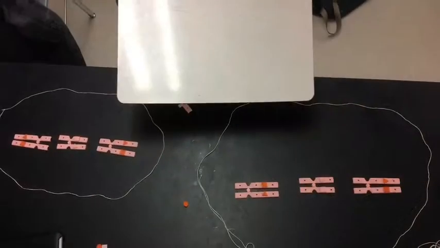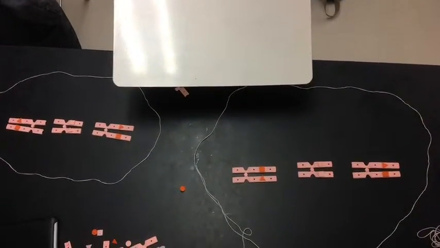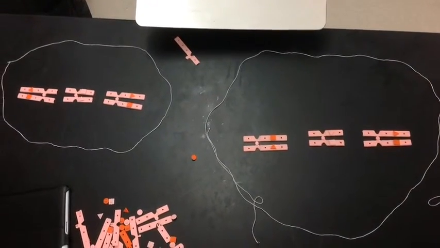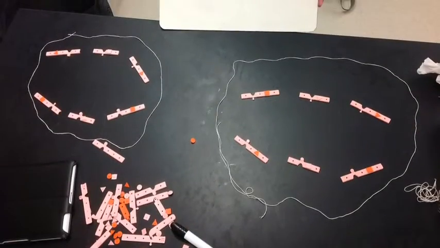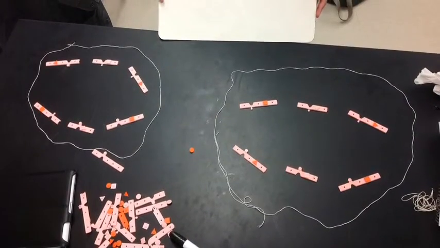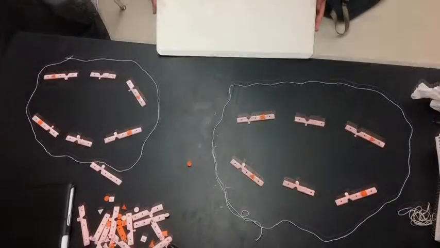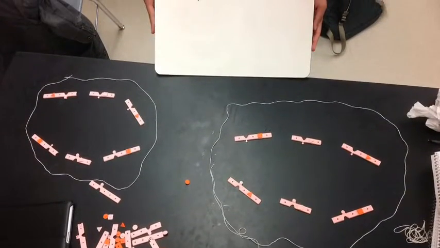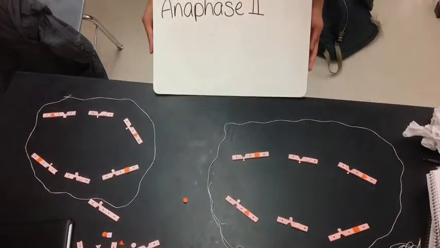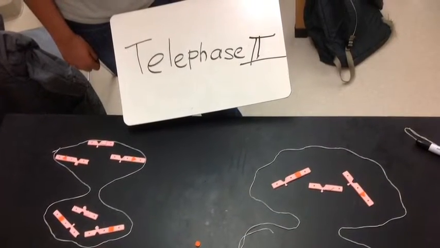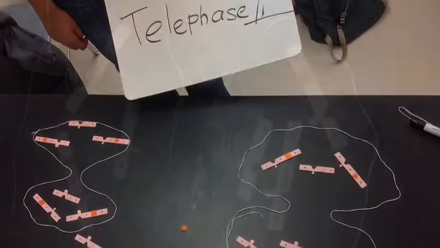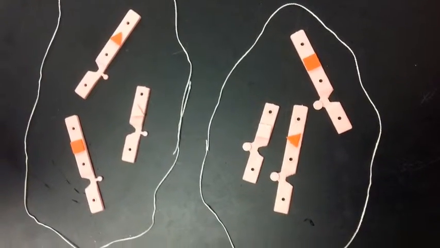In metaphase II, the chromosomes line up across the middle of the cell, just as in meiosis I. In anaphase II, the sister chromatids separate and are pulled to opposite poles of the cell. In telophase II, cytokinesis occurs again and the two cells separate, creating 4 individual haploid cells.